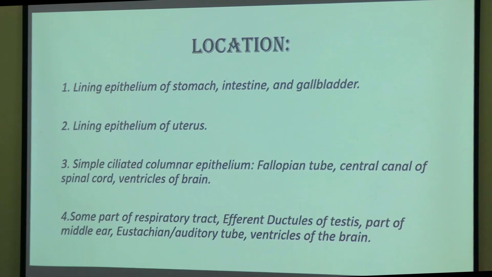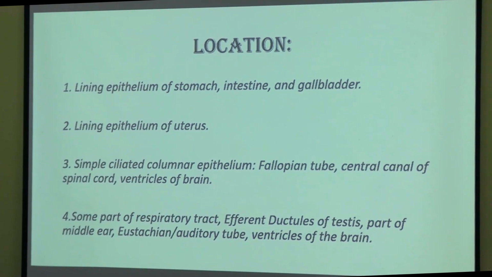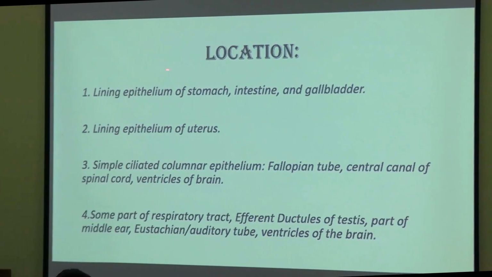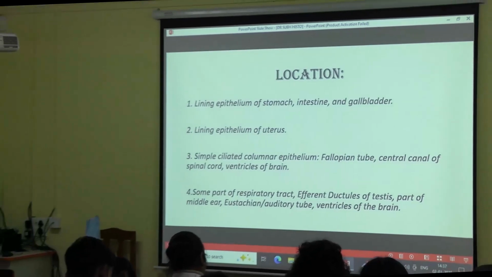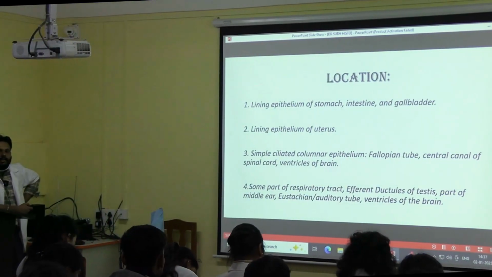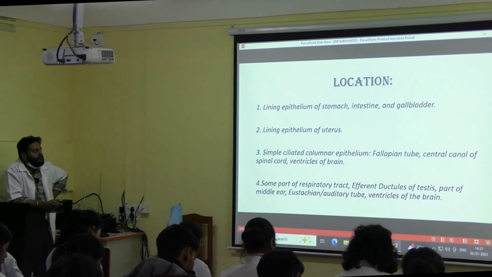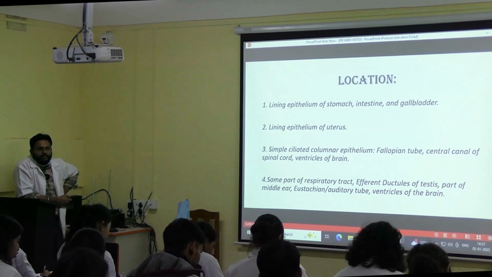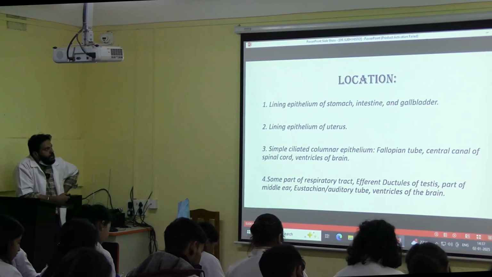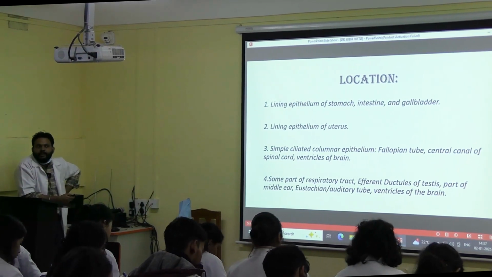What are the locations of columnar epithelium? Right? Lining epithelium of, obviously I told you people, right? GIT, stomach, intestine and gallbladder. Right? Lining epithelium of stomach, intestine and gallbladder. Lining epithelium of uterus.